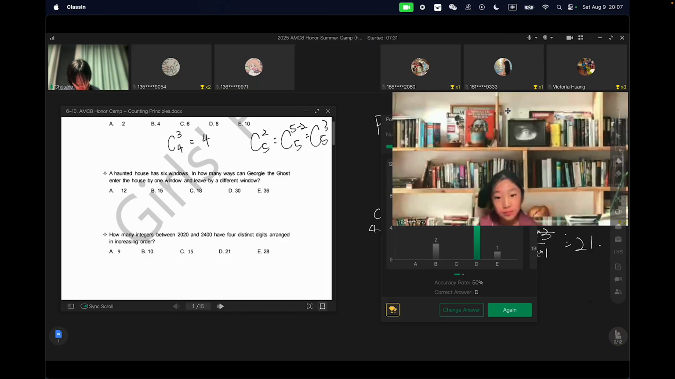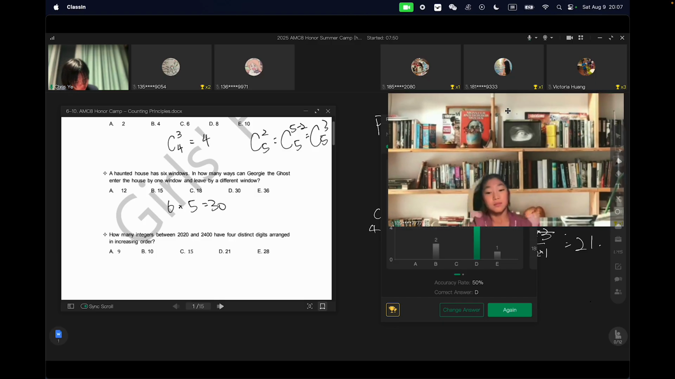Yes. So basically you have 6 windows to choose from when Georgie first goes in, but when he goes out, he's already chosen one, so it's 5. So 5 times 6 is 30. Okay, thank you.